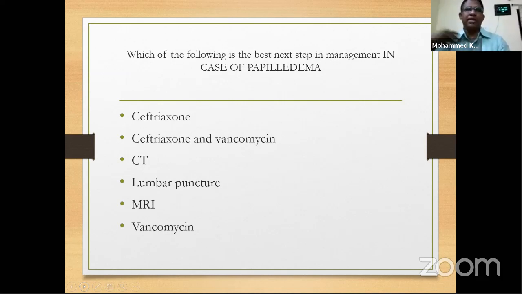Or might we run a scan on the patient, might be an MRI, or directly start vancomycin, thinking it could be a gram positive. So rather than going helter-skelter from here to here, you just look at the word papilledema. Now, as I said, here you have a case of fever. This is basically a continuing question of the clinical case we discussed.